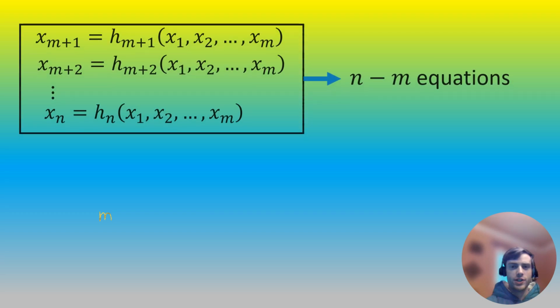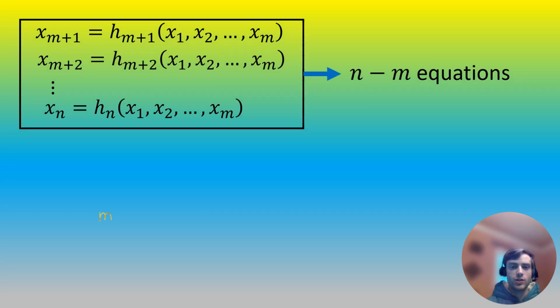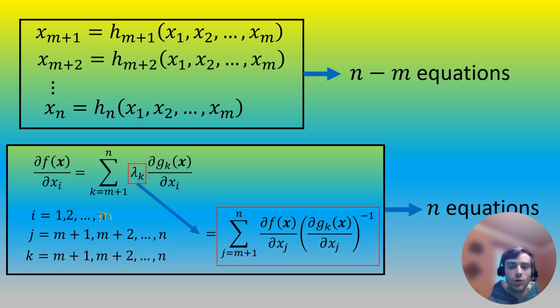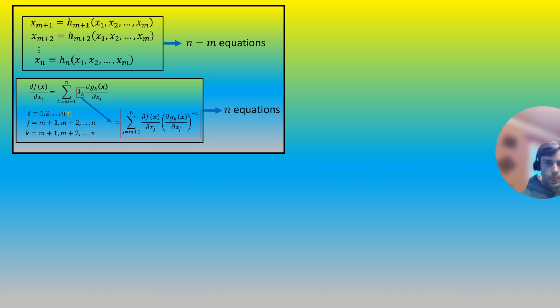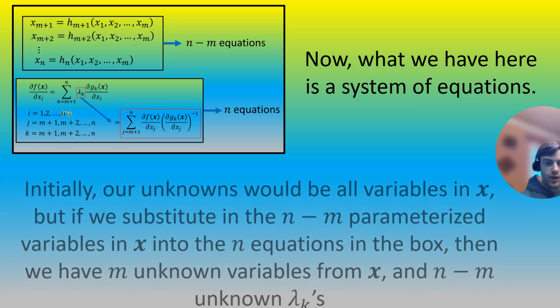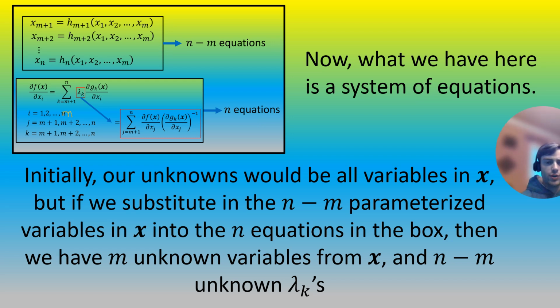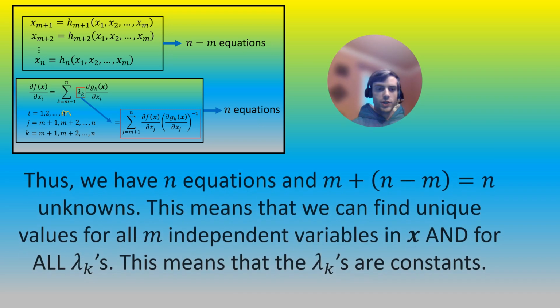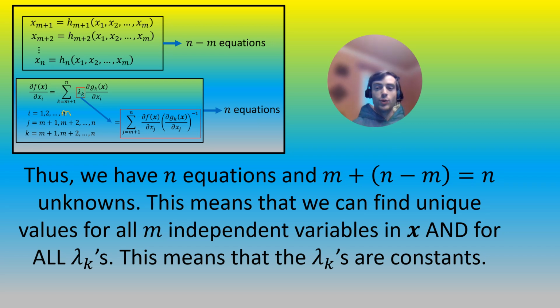So what we have here now is a system of n minus m equations that we derived from the constraints, and a system of n equations that we derived from the box. Initially, our unknowns would be all variables in x, but if we substitute the n minus m parameterized variables in x into the n equations in the box, then we have m unknown variables from x and n minus m unknowns from the lambda k's. Thus, we have n equations and m plus n minus m, which is equal to n unknowns. So we can find unique values for all m independent variables in x and for all lambda k's.